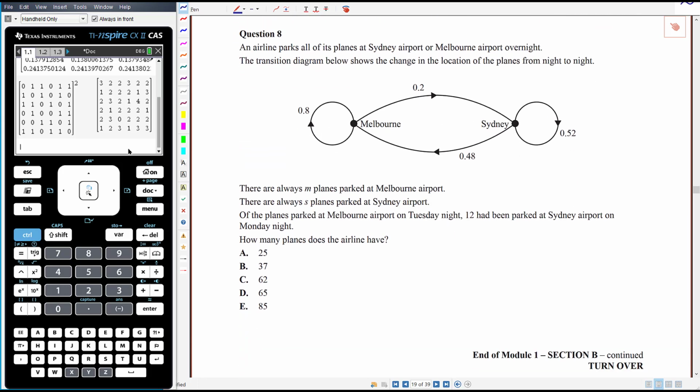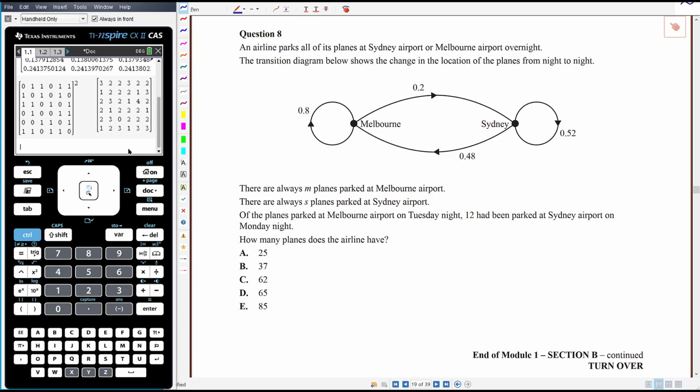Okay, question 8, the final question in the Matrices module. An airline parks all of its planes at Sydney or Melbourne Airport overnight. The transition diagram below shows the change in the location of the planes from night to night. Sorry, I read that with the wrong emphasis. An airline parks all of its planes at Sydney Airport or Melbourne Airport overnight. Okay, so the planes are either at one or the other. I initially read it as they all had to be at one.